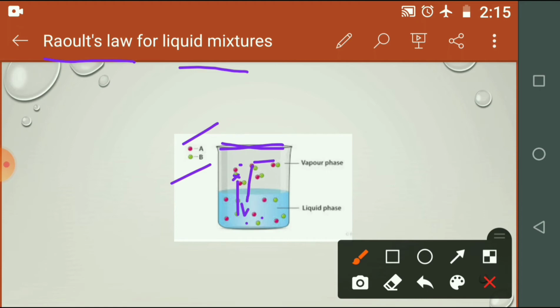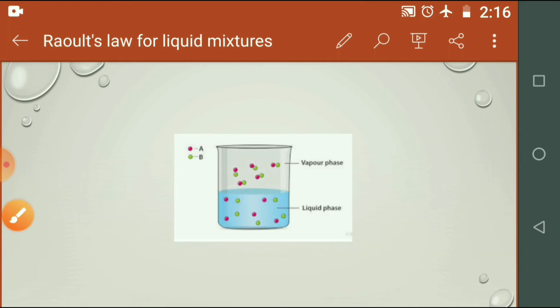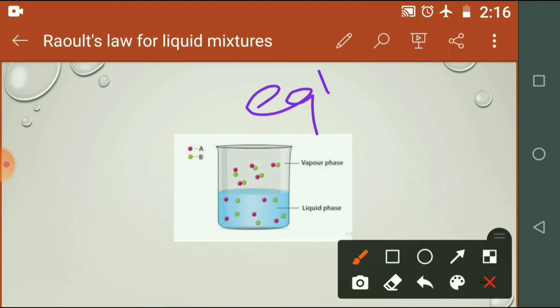So also we find B molecules, represented by green, in the vapor phase as well as in the liquid phase. So for both A as well as B, the rate of evaporation, that is from liquid to vapor phase, and the rate of condensation, from vapor phase to liquid phase, will be at equilibrium. They will be one and the same. So under that equilibrium condition, we find both A molecules as well as B molecules in the vapor phase as well as in the liquid phase.